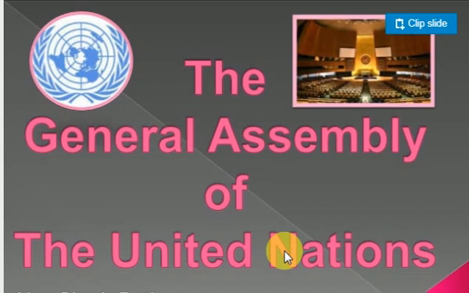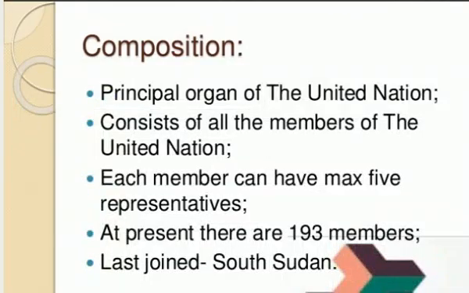Okay. So, in the General Assembly, what is its composition? It's the principal organ of the United Nations, and consists of all the members of the United Nations. Each member can have a maximum of 5 representatives, but voting authority only for one. At present, there are 193 members. In the book, they mention 192 members, but the last to join was South Sudan.